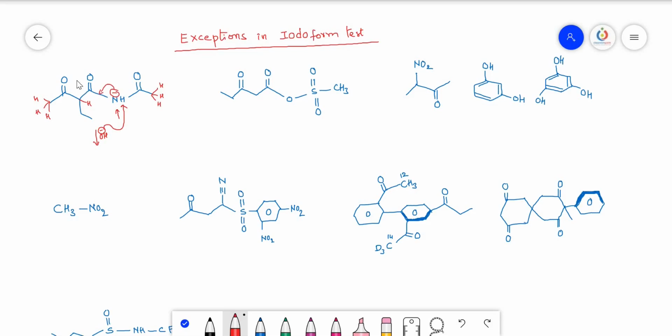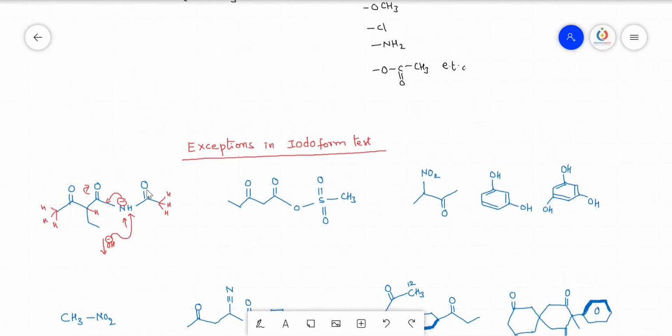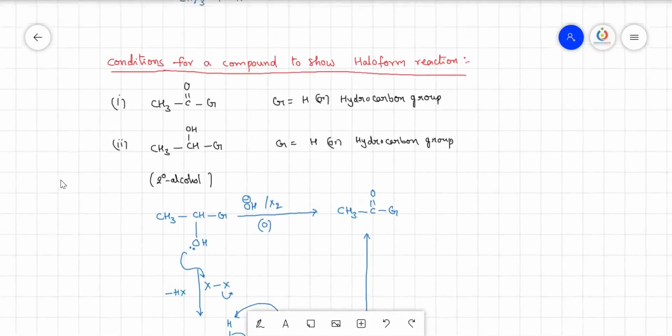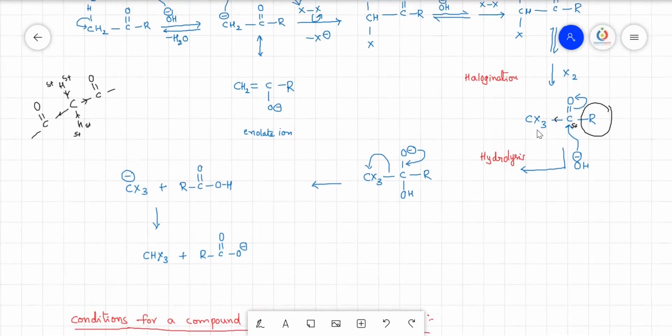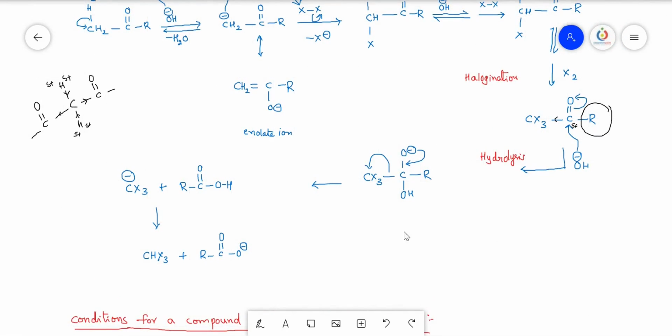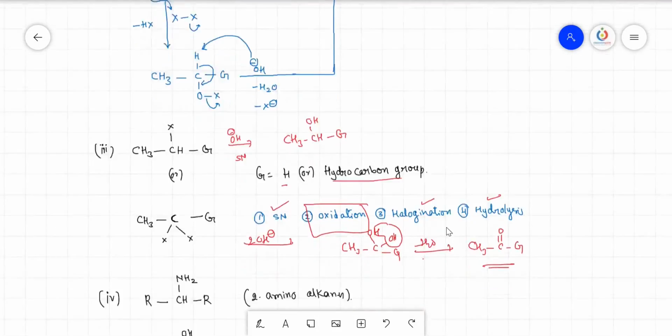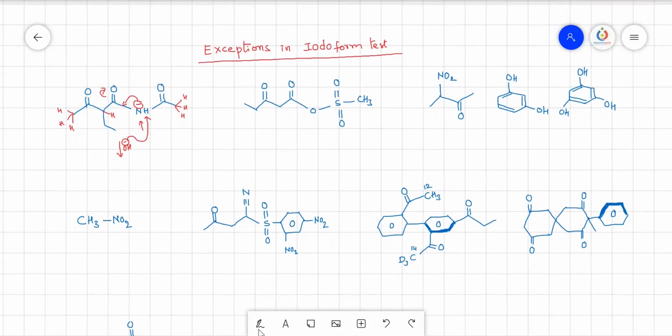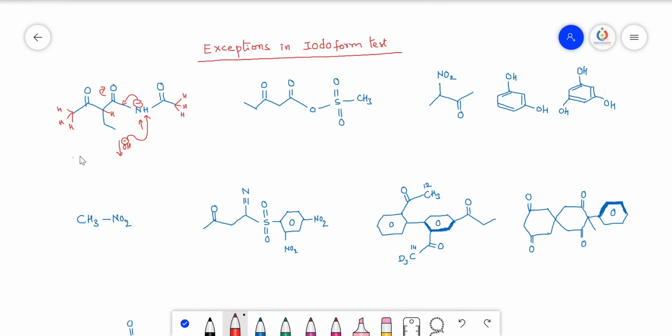This negative charge is more stable in the form of the resonance, so that we don't get the CX3 type of the part, like in the mechanism I had shown you here. This particular part CX3, if CX3 is not formed, then we don't get the iodoform or haloform reaction. So this particular molecule is unable to give the haloform reaction.